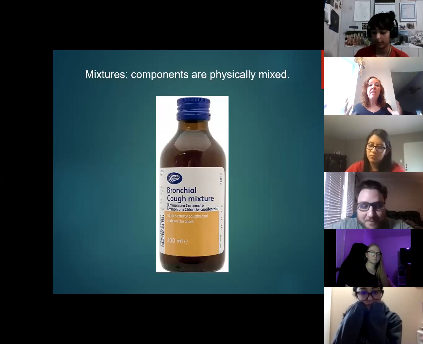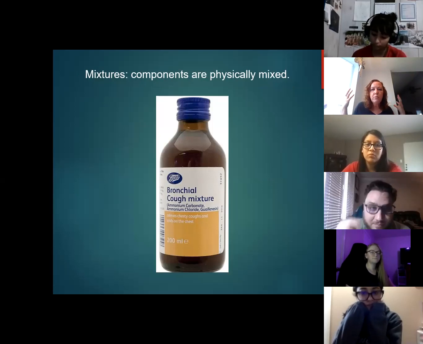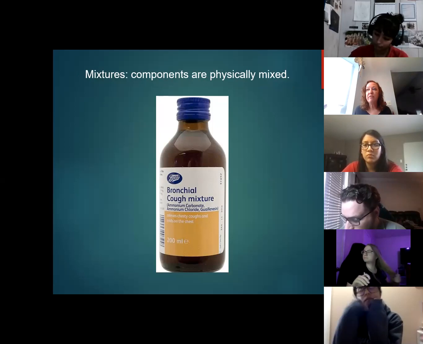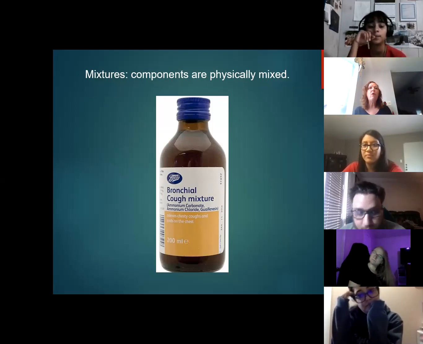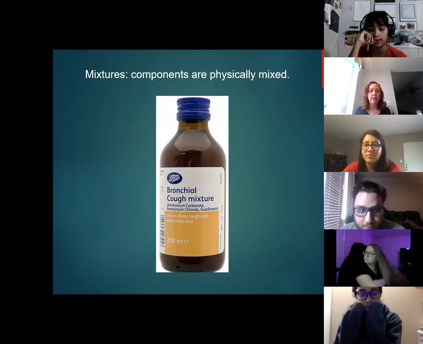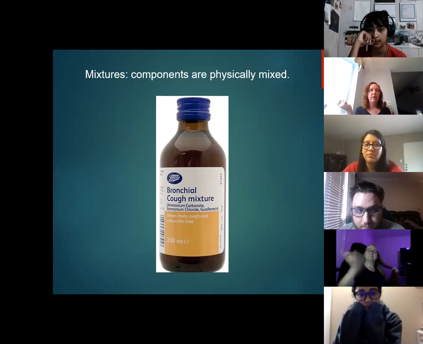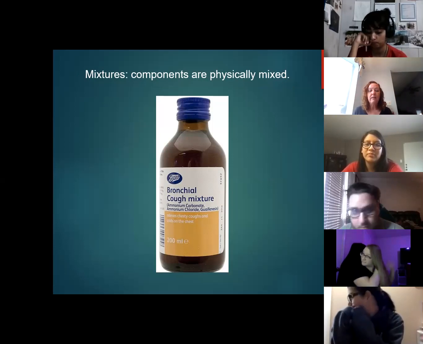So a mixture are things that are, this is not rocket science, things that are physically mixed. There's been a lot in the news this past year of having a cough. And you go to the doctor and he gives you the cough syrup. We've all had it. We've all had the cough syrup. And what do you have to do to the cough syrup before you take it? You have to shake it up. You have to physically mix it. That's a mixture. Mixtures have to be physically mixed.